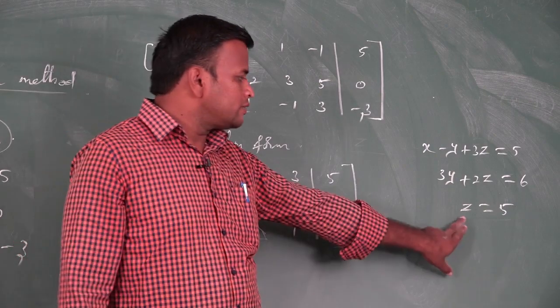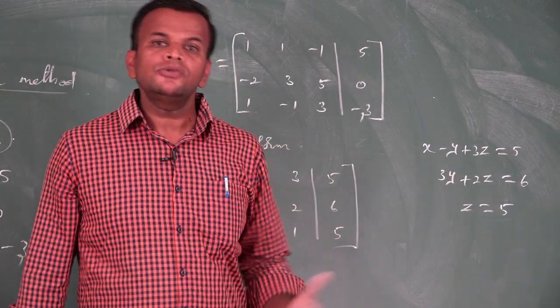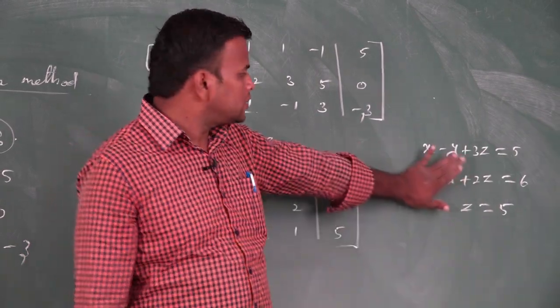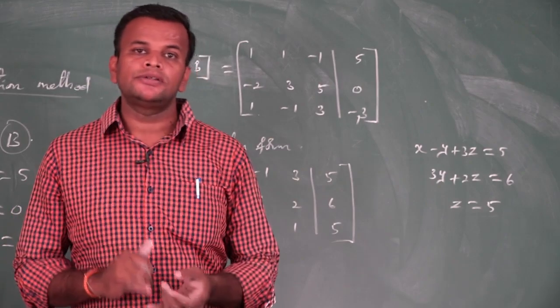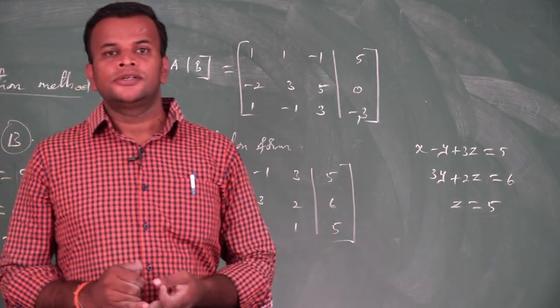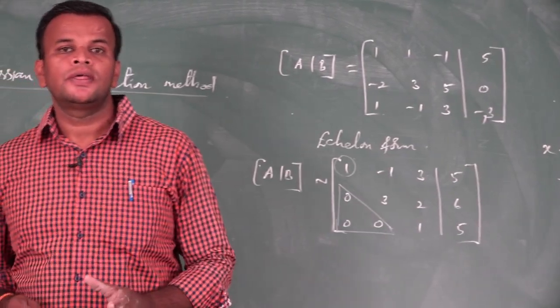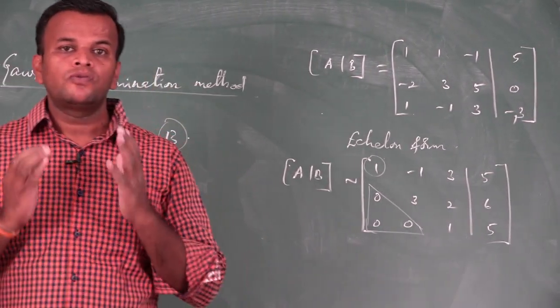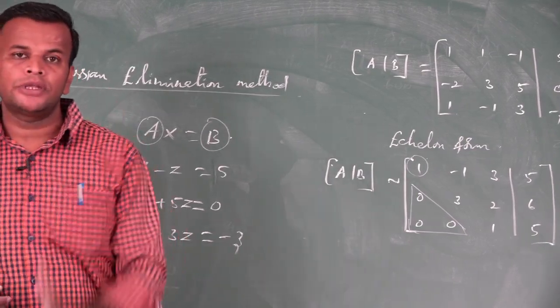So using the value of z in the equation, we get the value of y. Using the values of y and z in this equation, we find the x value. So we take the values of x, y and z. This method is called the Gaussian elimination method. I will tell again how to solve the given system of equations by using the Gaussian elimination method.